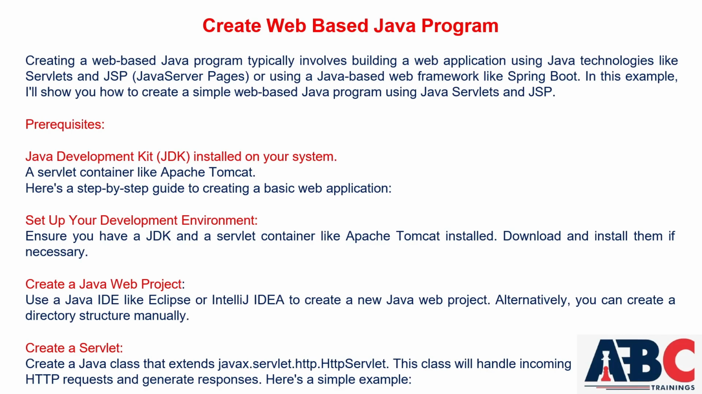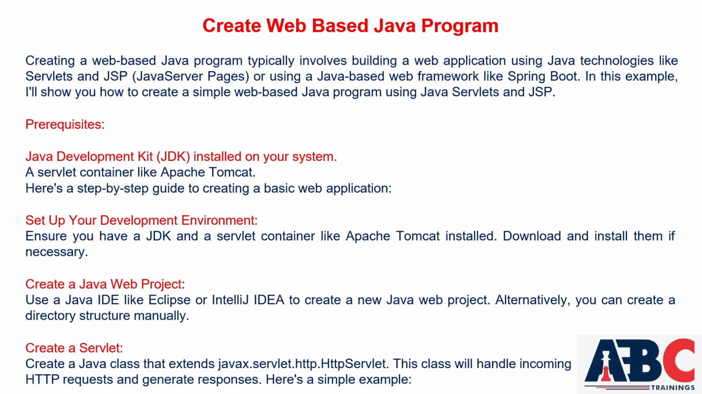You need the Java Development Kit, JDK, installed on your system, and a servlet container, Apache Tomcat. Here is step-by-step guidance to create a basic web application. First, set up your development environment. Ensure you have the JDK and a servlet container like Apache Tomcat installed. Download and install them if necessary.